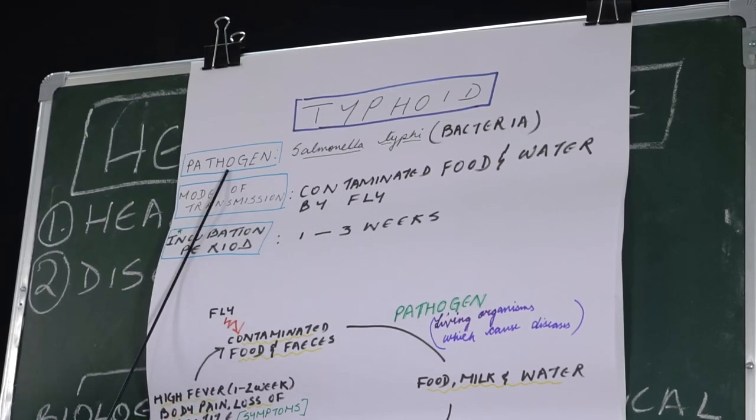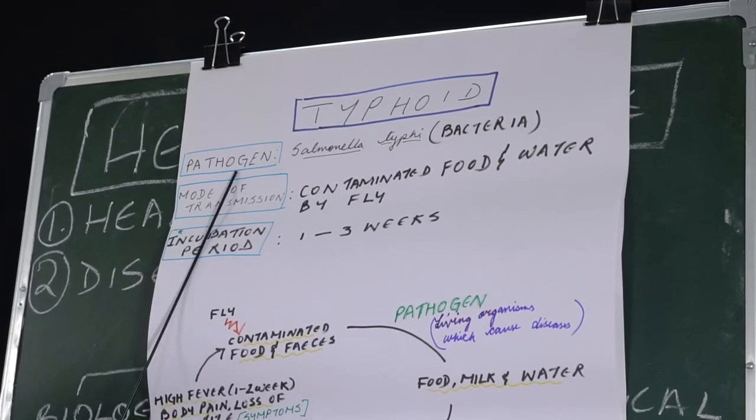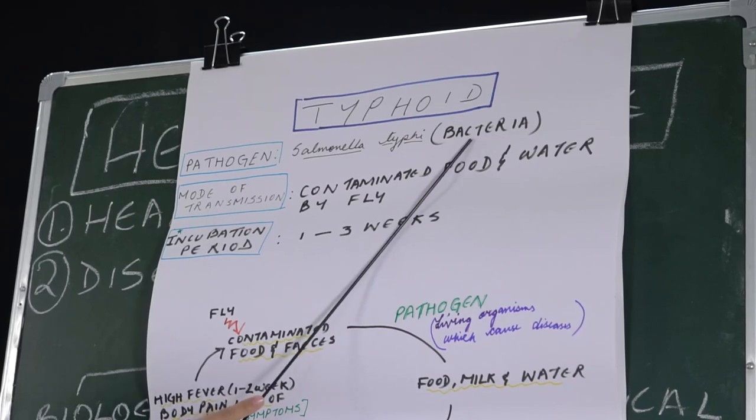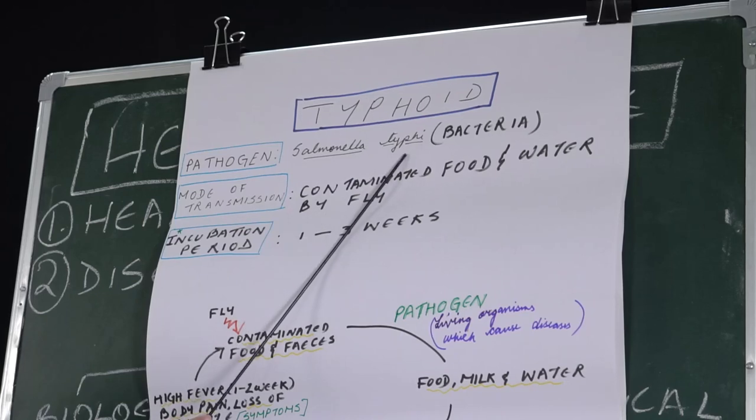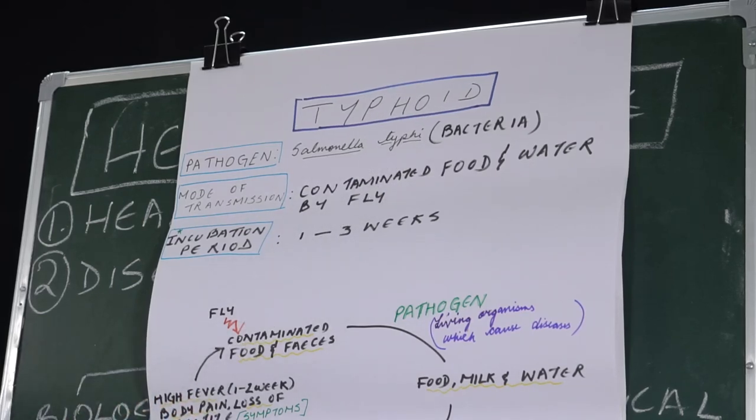That is the pathogen. What causes typhoid? Typhoid is caused by a bacteria. What is the name of the bacteria? The name of the bacteria is Salmonella typhi. Remember that. Bacteria are of different shapes. Some are comma shaped, some are round shaped, some are rod shaped. So this bacteria is rod shaped.